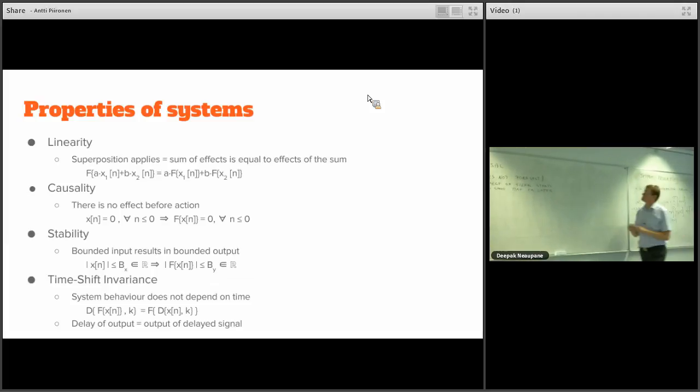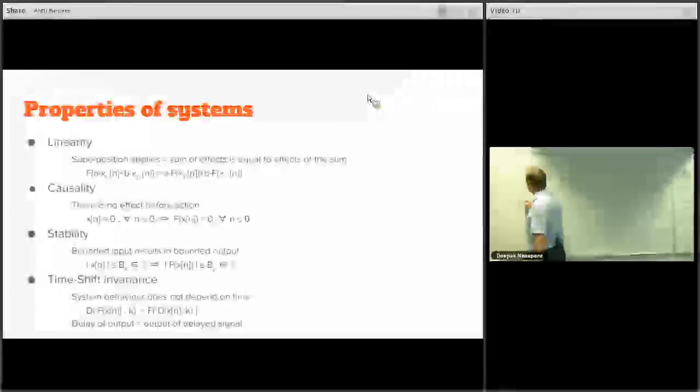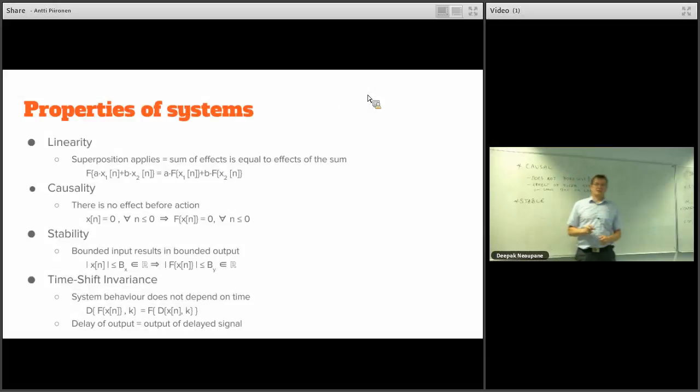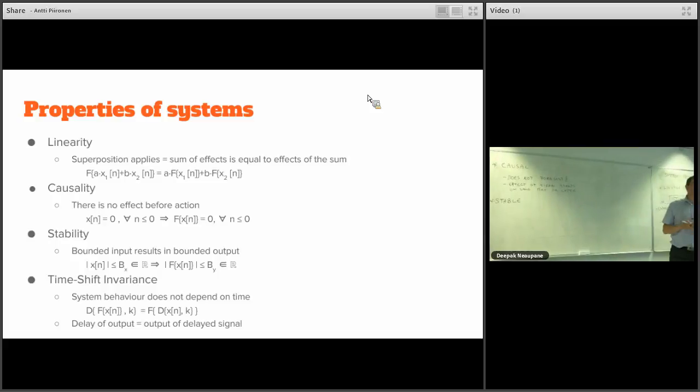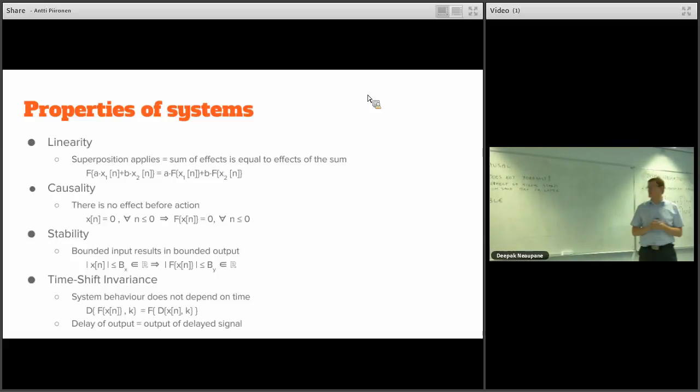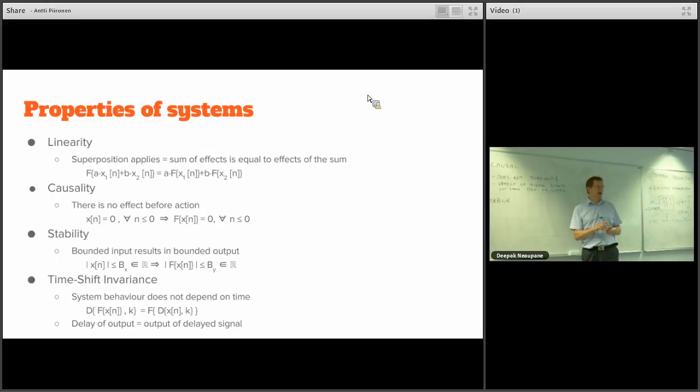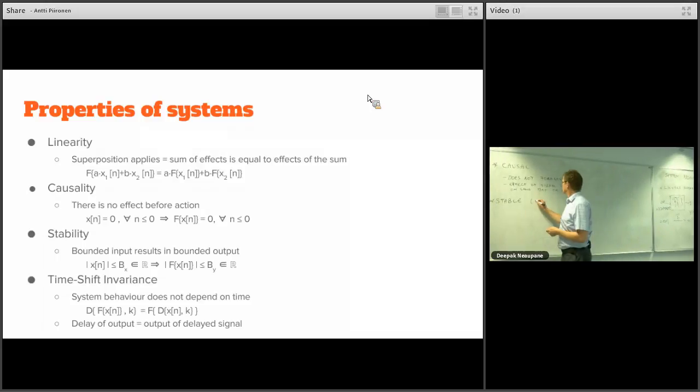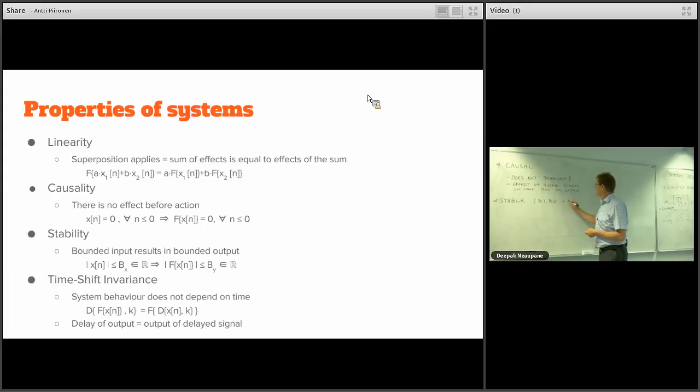Stable. Or stability, actually. A system is stable if, okay, this is a definition kind of thing. This is also called bounded input, bounded output stability. Bounded input, bounded output stability. So a bounded input actually always causes a bounded output.